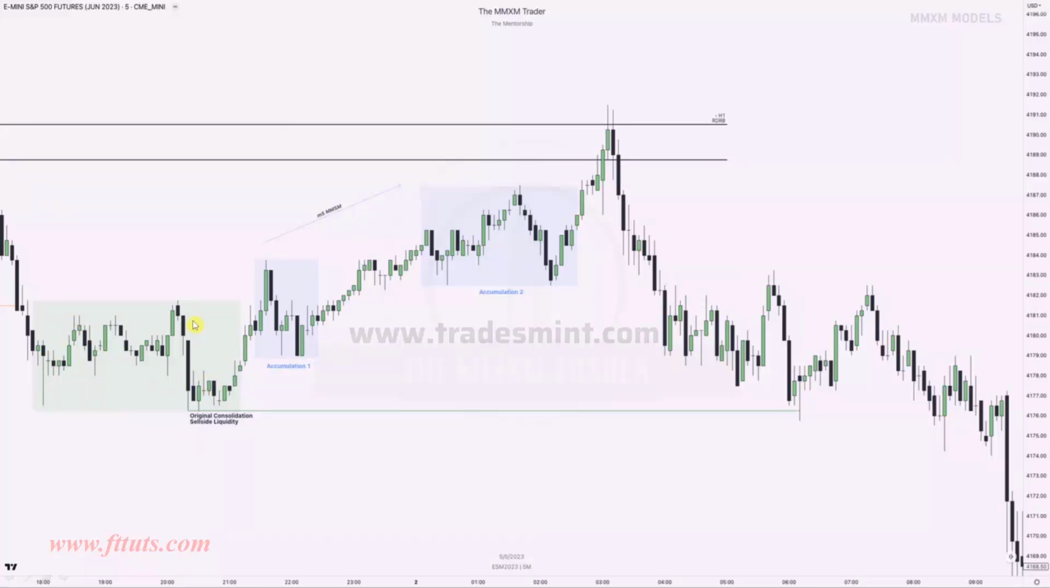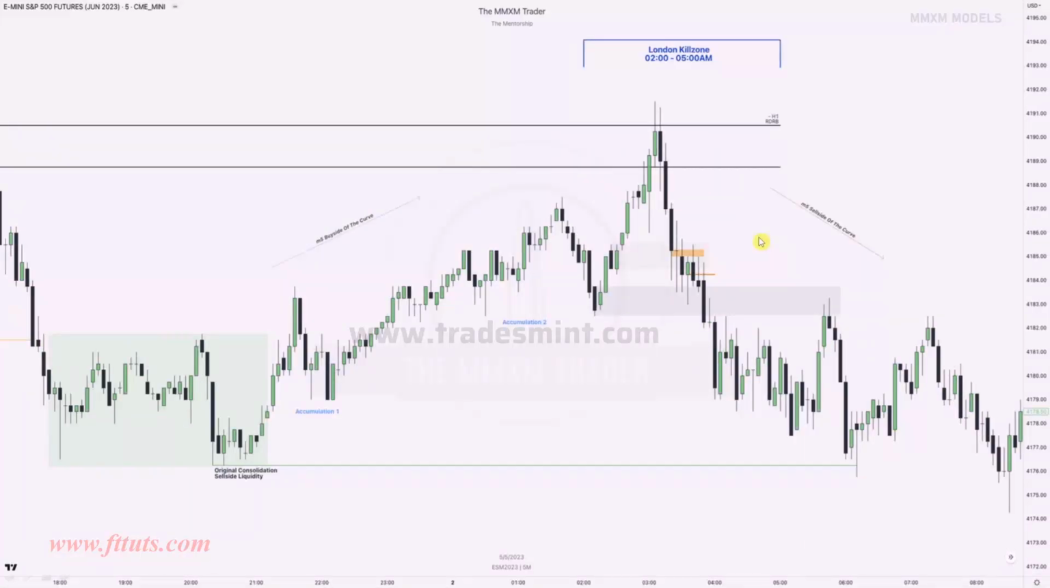So over here we got that original consolidation with sell side liquidity, right? Also equal lows. So very nice target for sell side. Accumulation phase 1, accumulation phase 2, buy side of the curve. Once we hit that PD array up here, then we can go into sell side of the curve, and now every up close candle should resist price to go lower.